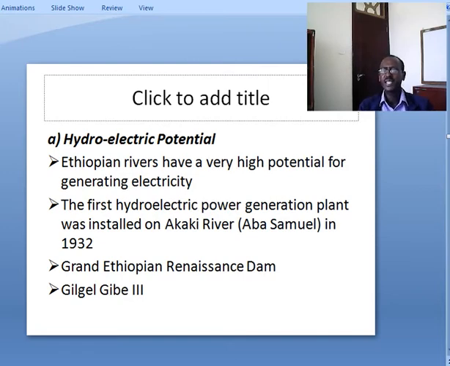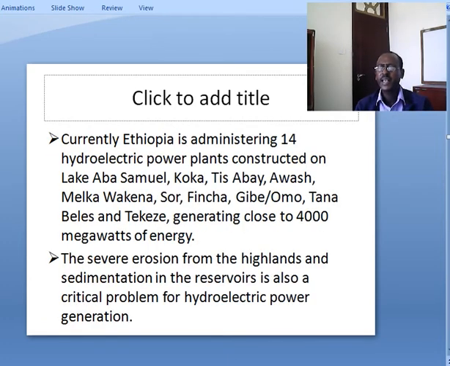We know that the first hydroelectric power generation plant was installed on the Akaki River, Abasawe, in 1932. Now we are going to build the Great Ethiopian Renaissance Dam. We have the Gilgel-Gibe Dam. Currently, Ethiopia is administering 14 hydroelectric power plants constructed on Lake Abasawe, Koka, Isabai, Awash, Melka Wakana, Sor, Fincha, Gibe, Omo, Tana Beles, and Tekeze, generating close to 4,000 megawatts of energy.